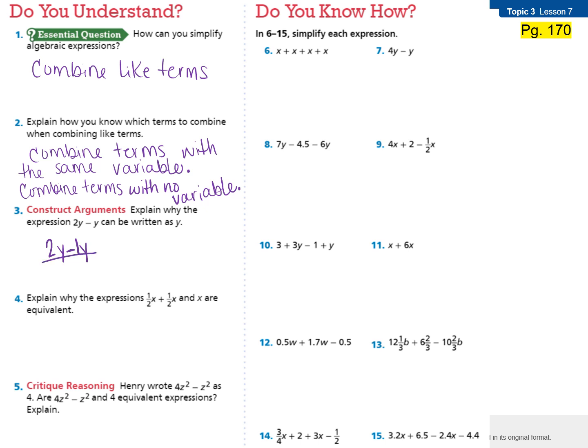What is a 2 minus 1? That would be a 1 with what variable? A y. Now think about it. If I gave you just a y on its own, how is that the same as a 1y? Because variables on their own technically have a 1 in front of them.